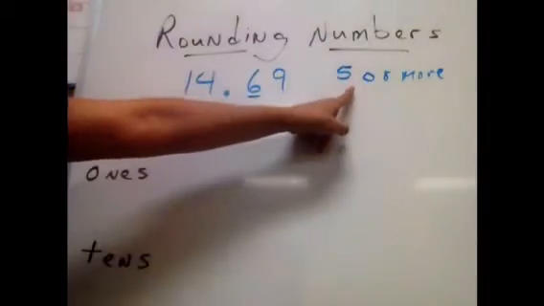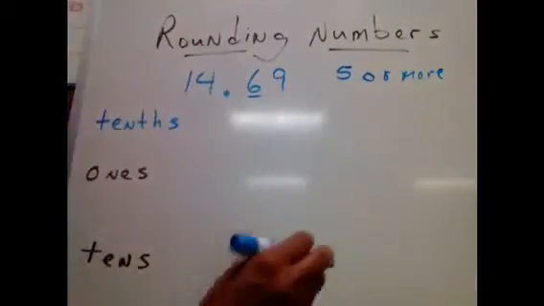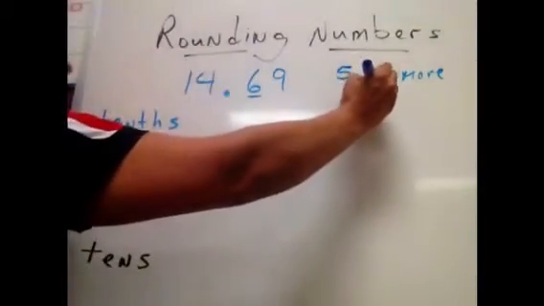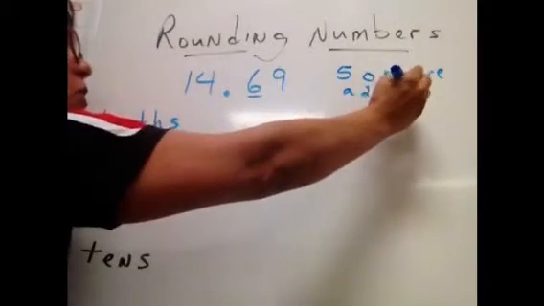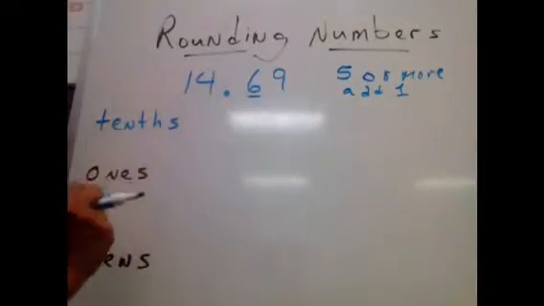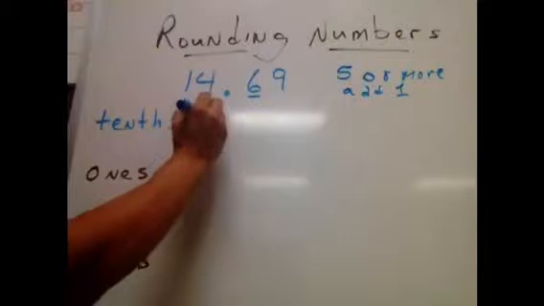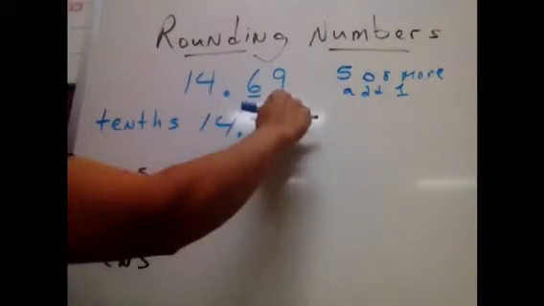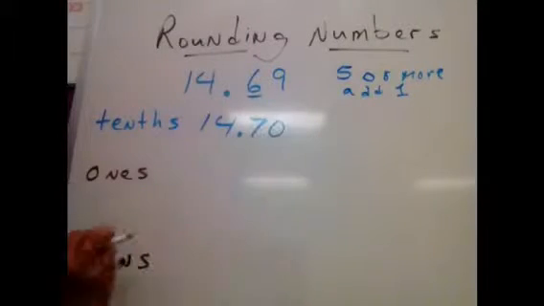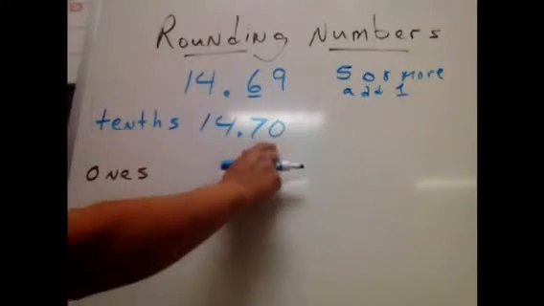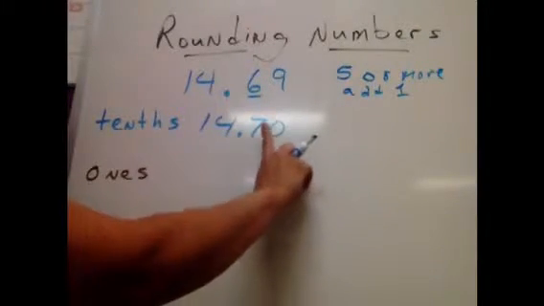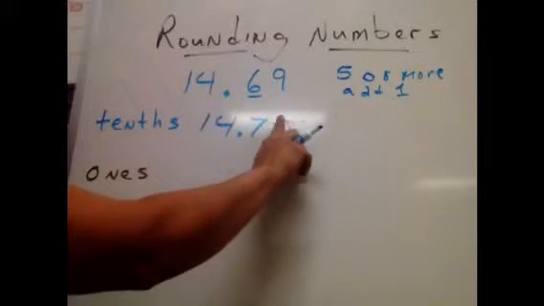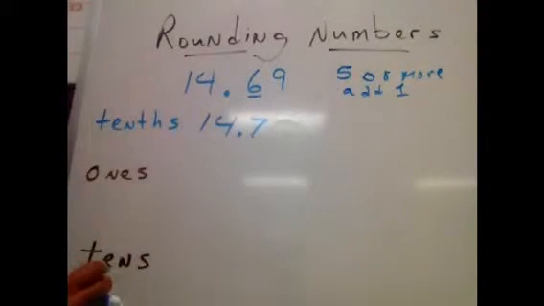Well, the rule says that if it's 5 or more, we add one more. So we're going to add one more to this number. So this becomes 14 and one more is 7. This basically becomes that 0. But this 0 doesn't help us, so we're going to get rid of our 0. We're going to just simply say 14 and 7/10.